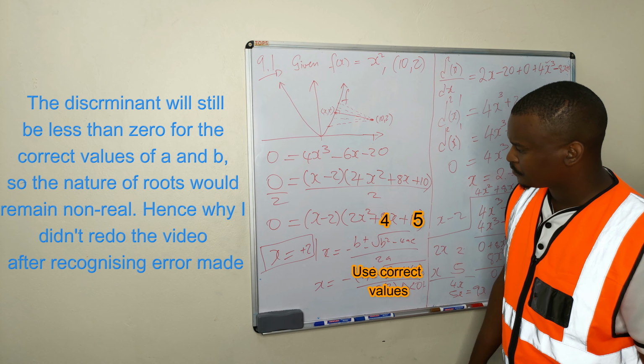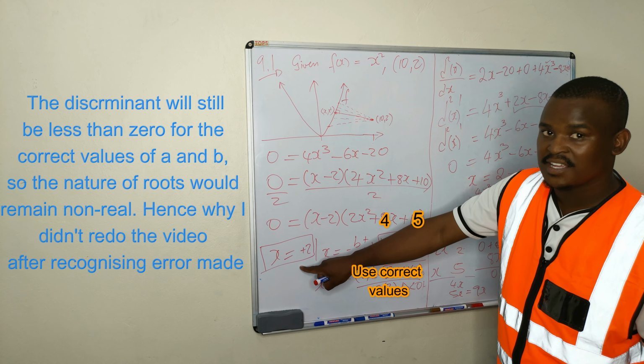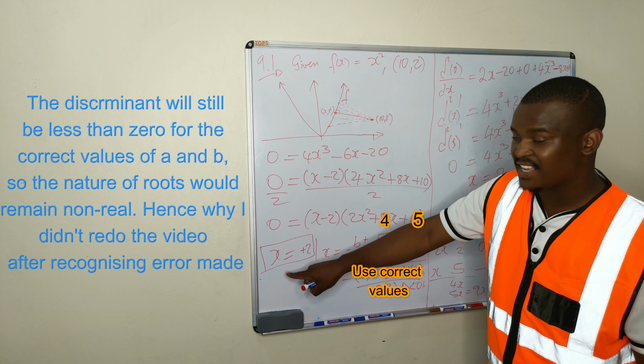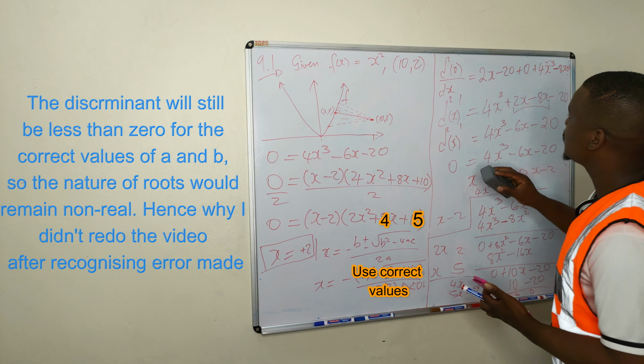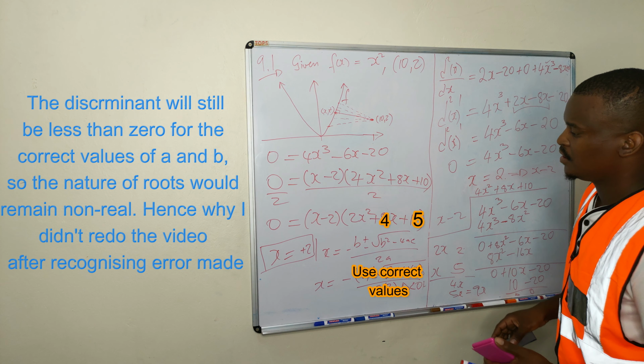That will be your value of x that will give you what? The optimal distance at x is equal to 2. So let's go to our distance formula now to find the distance at x is equal to 2.